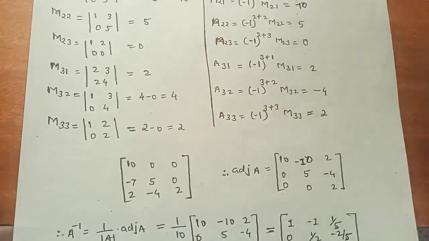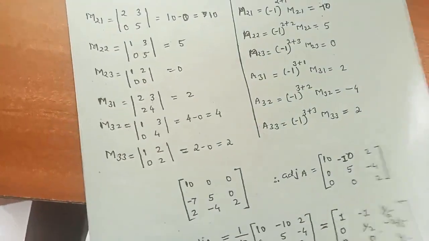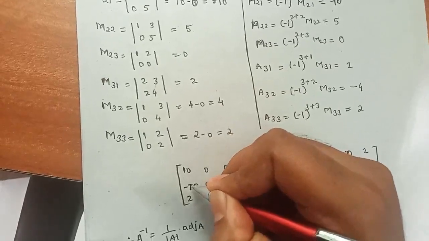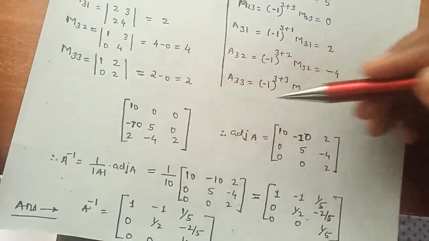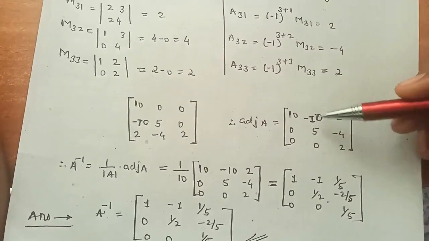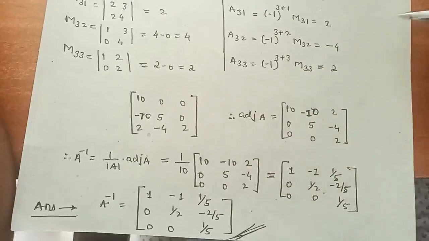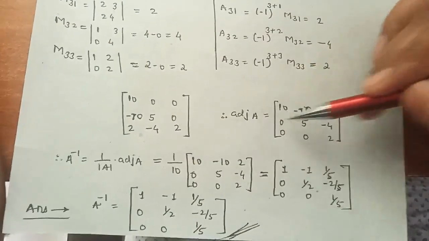It should be minus 10, sorry. So the second row is minus 10 5 0, so it will be the column minus 10 5 0, and the third row 2 minus 4 2 should be the third column. So 2 minus 4 2. So after taking the transpose, I will get the adjoint.